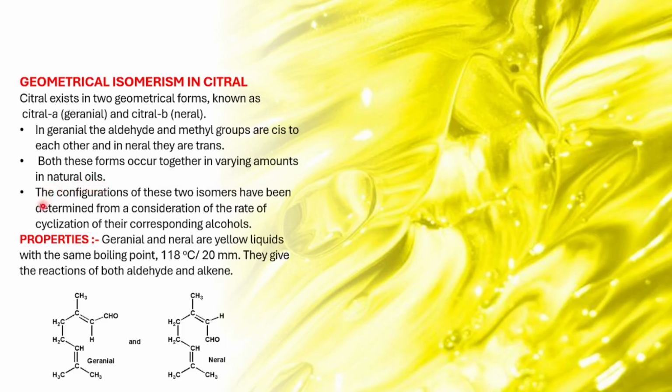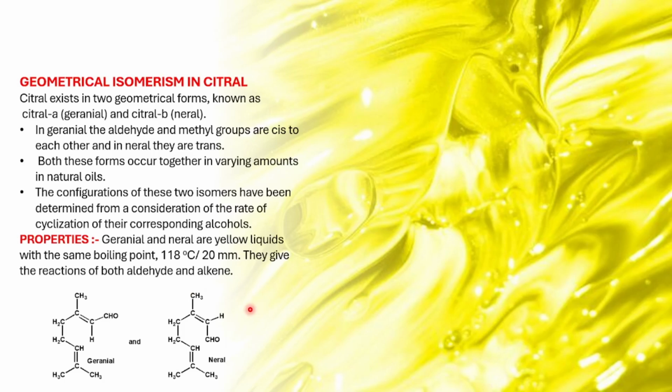The configuration of these two isomers has been determined from a consideration of the rate of cyclization of their corresponding alcohols. Geranial and neral are yellow-colored liquids with the same boiling point, 118 degrees centigrade. They give the reactions of both aldehyde and alkene, because a C=C double bond is present along with the aldehyde.